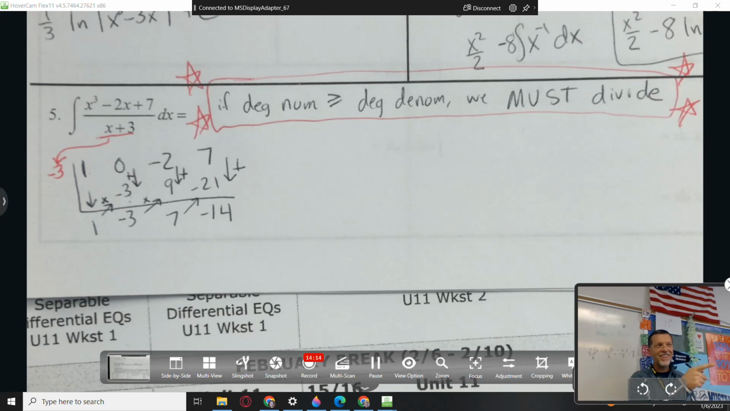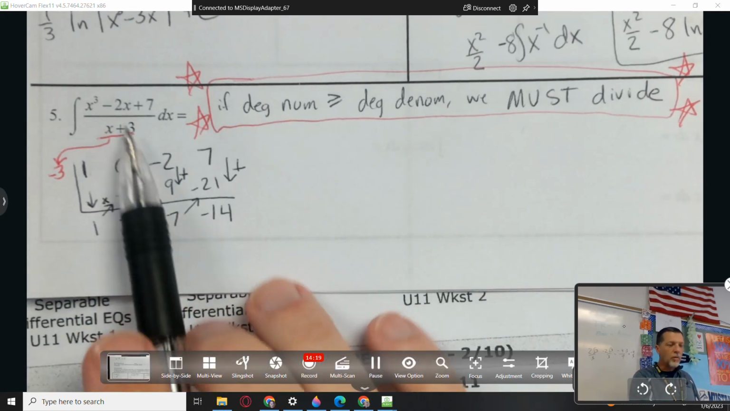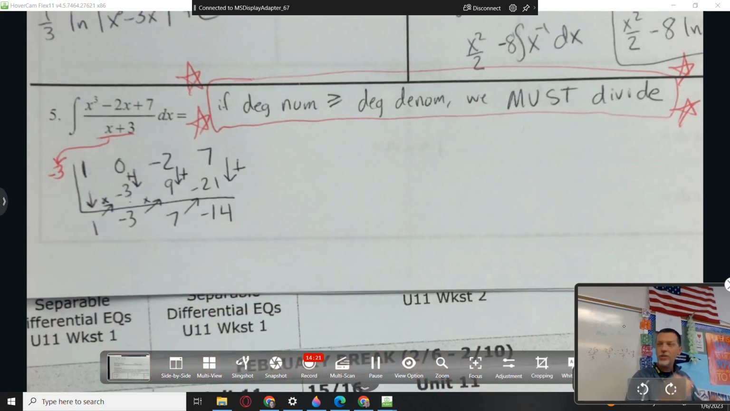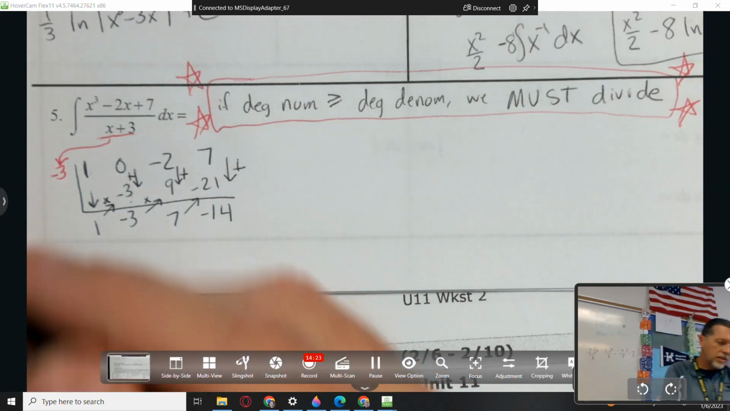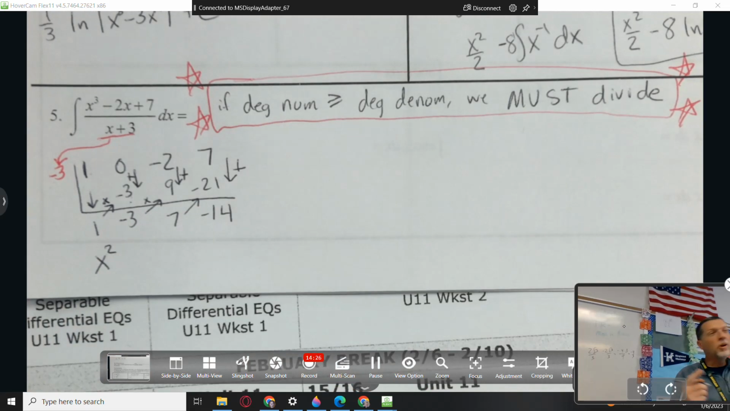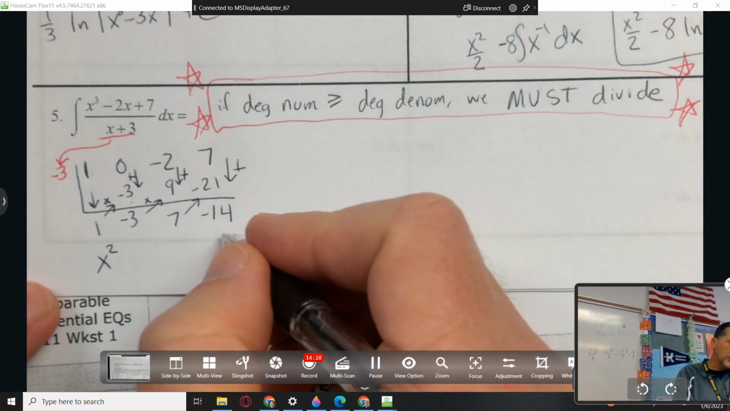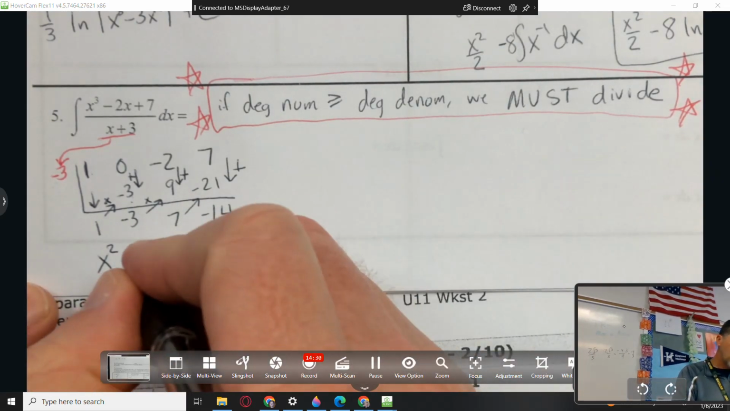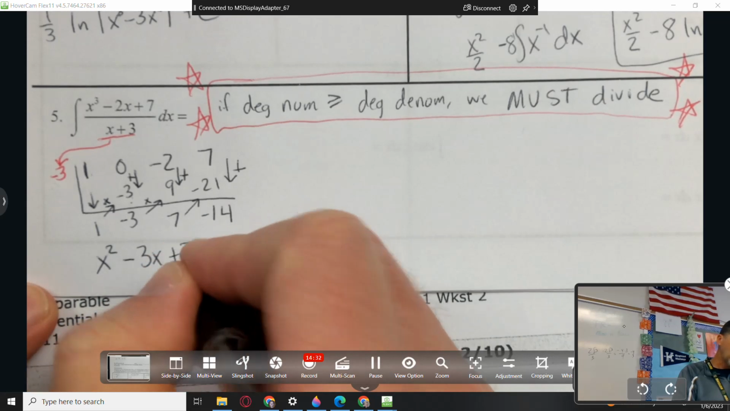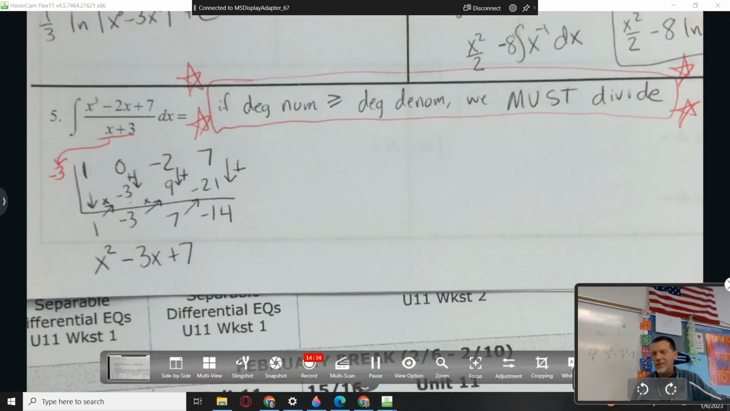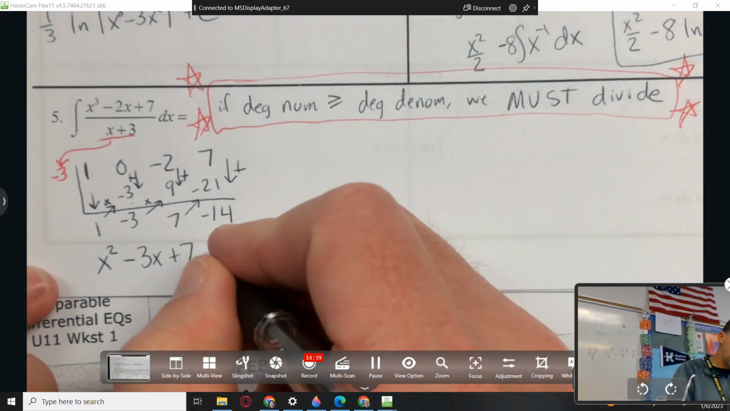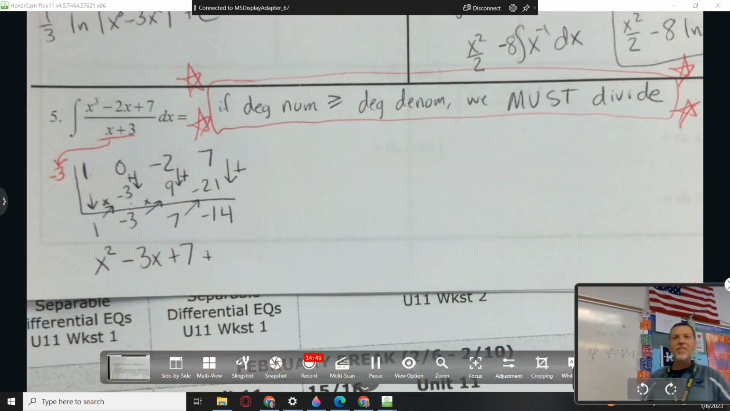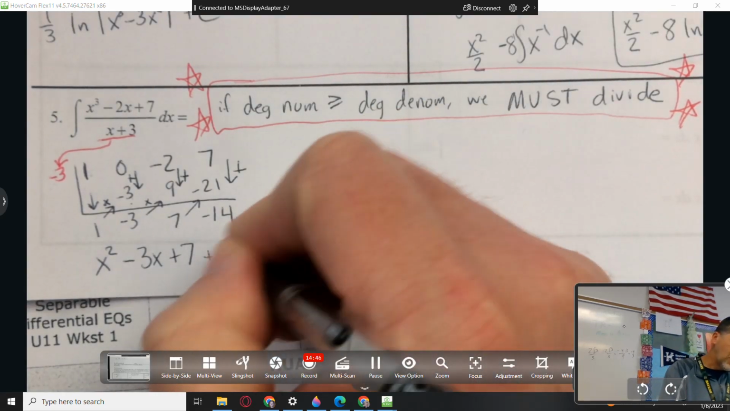Not quite. Landon? X squared minus 2x plus 7. Right, you're dividing x cubed by x, so you're going down a power. So it's x squared. Or you can start at the other end and know that last number is going to be your remainder. X squared minus 3x plus 7. But I don't want a remainder -14. I'd like to do the fancier thing with that. What is the fancier thing? Isn't it -14 over x plus 3?